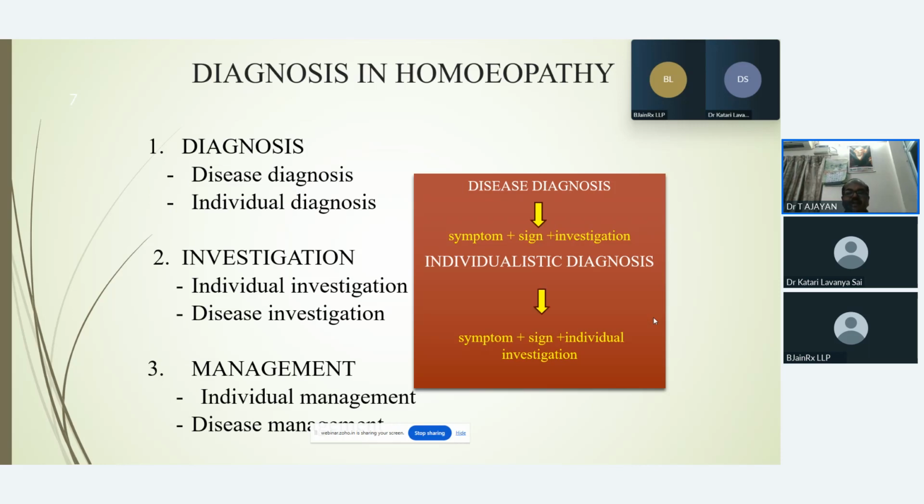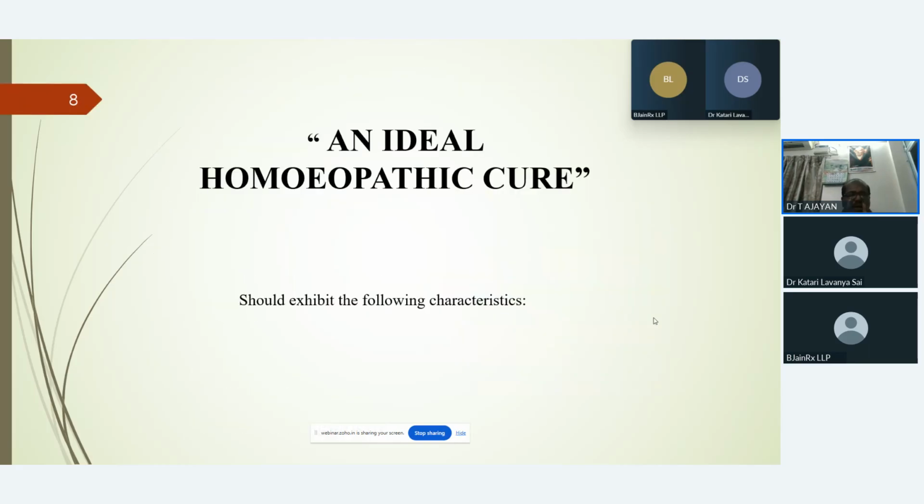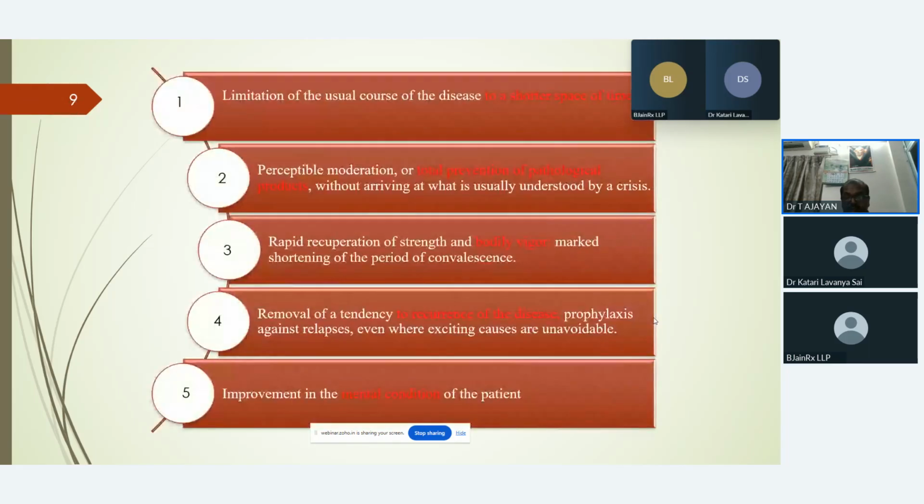The disease diagnosis: symptom, sign and investigation help for the disease diagnosis. Individualistic diagnosis likewise uses symptom, sign, and individual investigation. Here the symptom means individual symptom. Here the sign means individual sign. Here the individual investigation I have already conveyed to you. Then for what purpose are we concentrating on all these things? The first one is that here we are discussing Hering's guiding symptom, the Knerr Repertory. Hering, in his life history, explained that when cure is established, there are so many characteristic features, especially when an acute disease is curing, it will show at least 5 qualities. The first one is the limitation of the usual course of the disease.